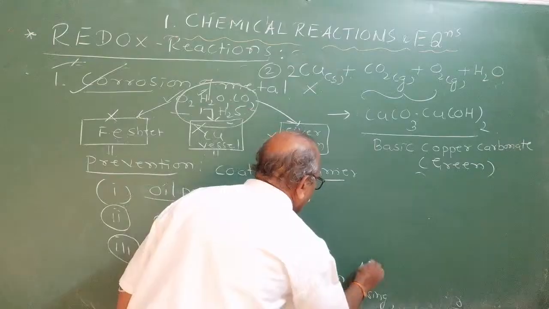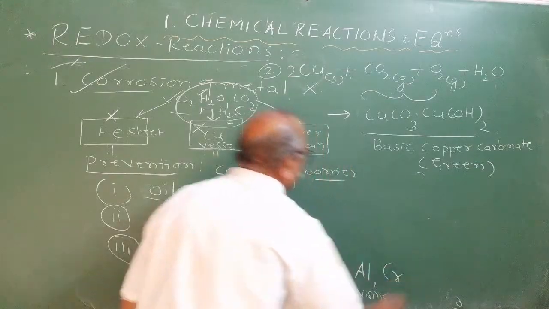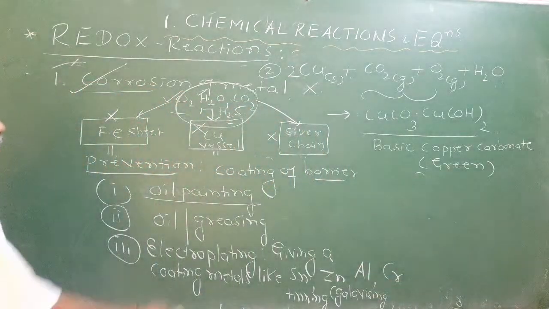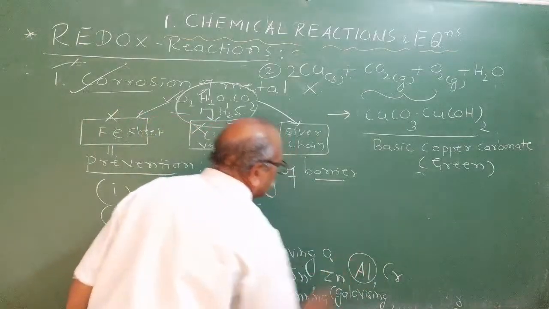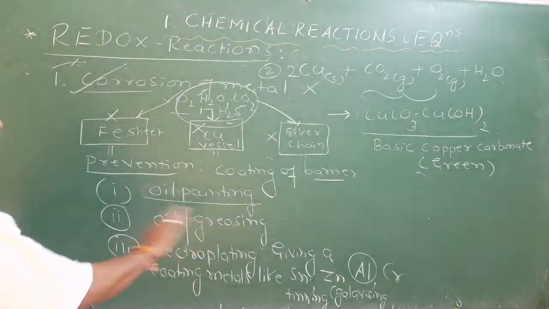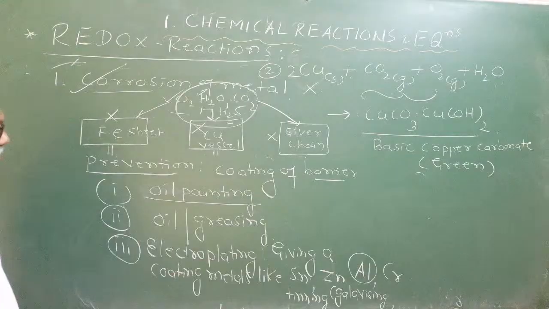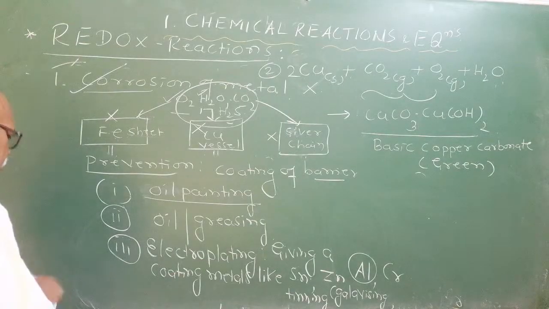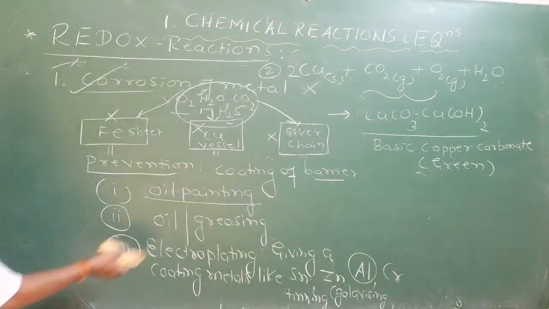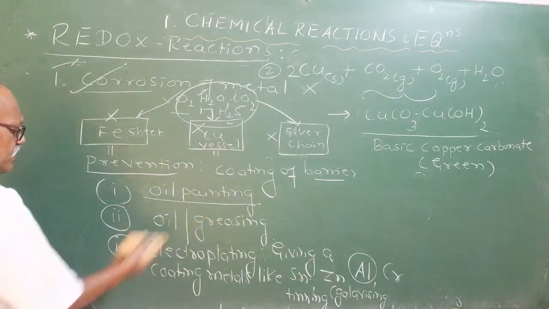Giving a coating of aluminum or giving a coating of chromium is called chrome plating. Aluminum is a self-protecting metal. Therefore, aluminum never rusts. So these are some of the methods of preventing rusting.